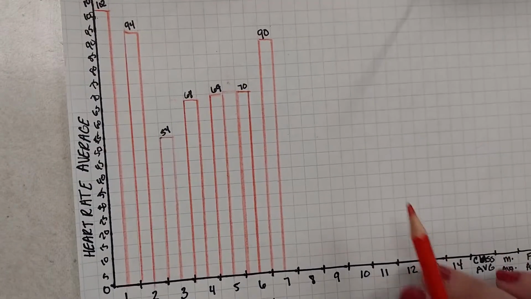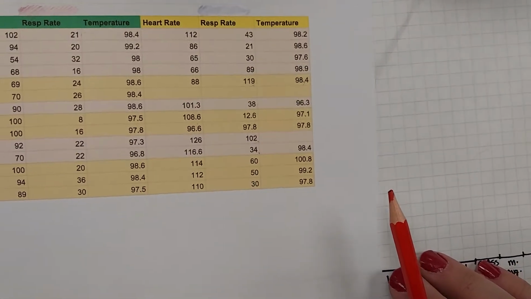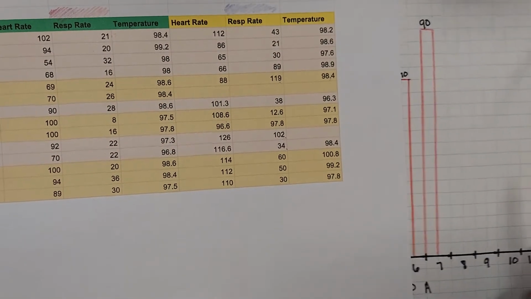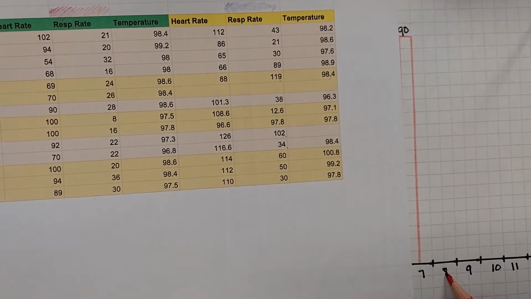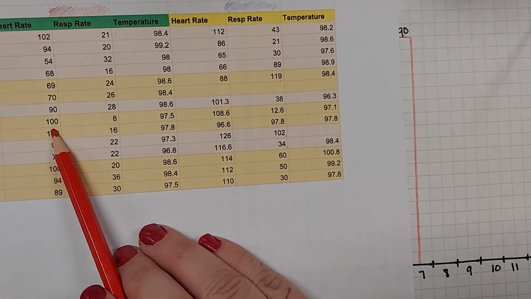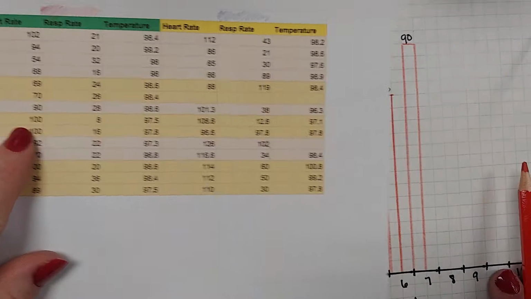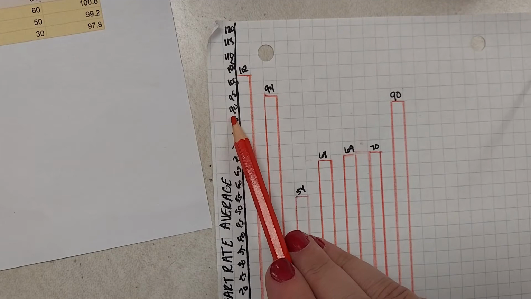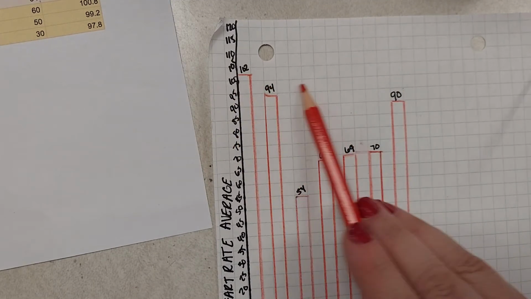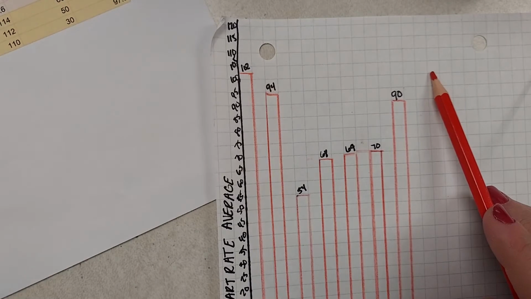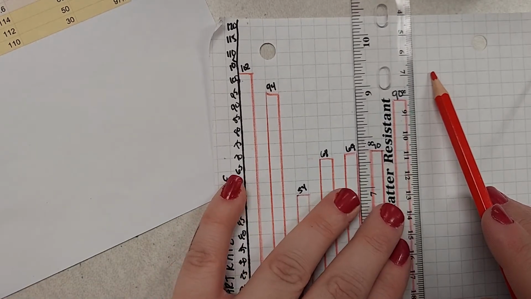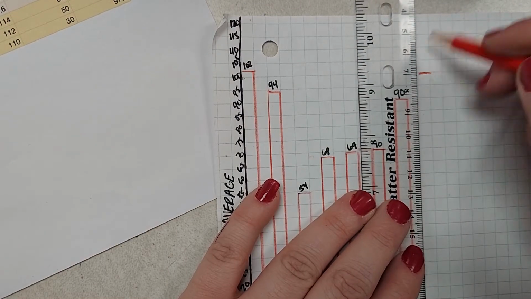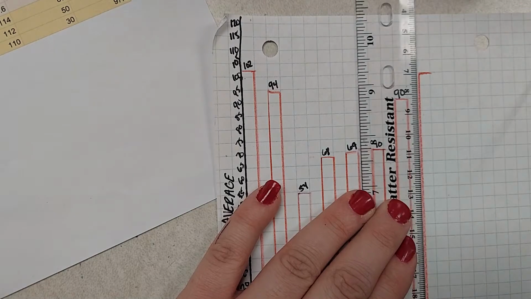All right, so what I'm doing is looking at the actual data set. Right now we're on participant 8, and participant 8 is here. Their resting heart rate was 100. So we go over to this chart, go up the side, and find 100, and go across, and using our ruler, you're going to mark it here at the 100, and then drag it all the way down like this.